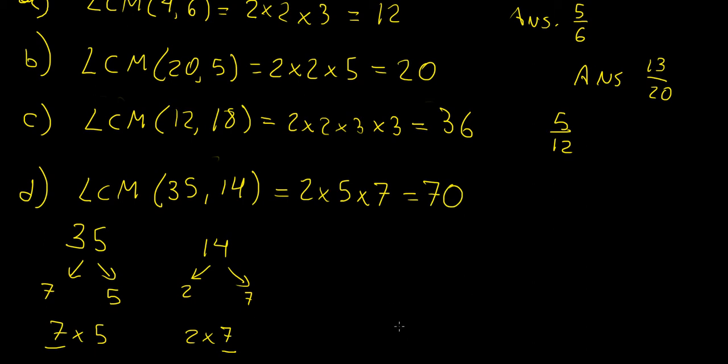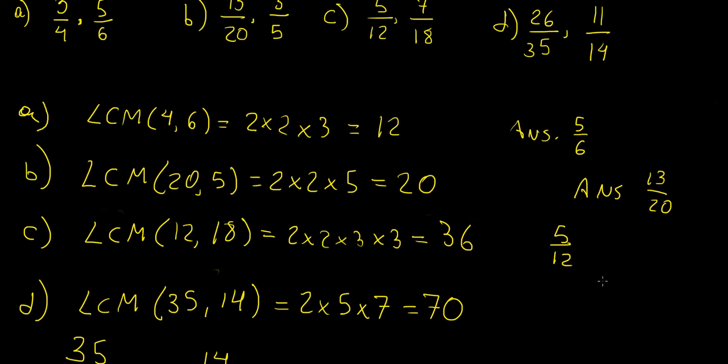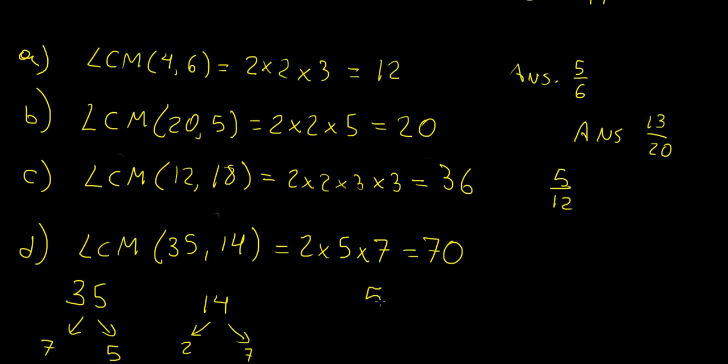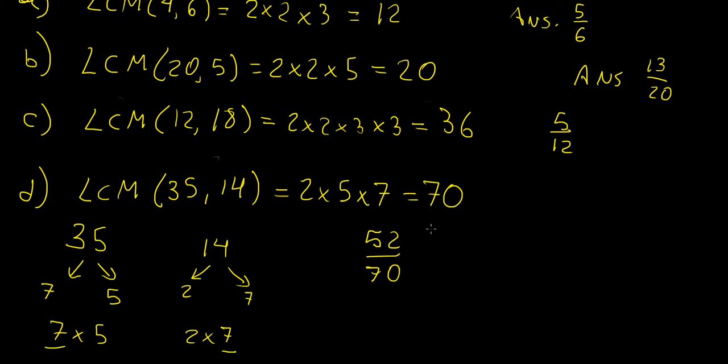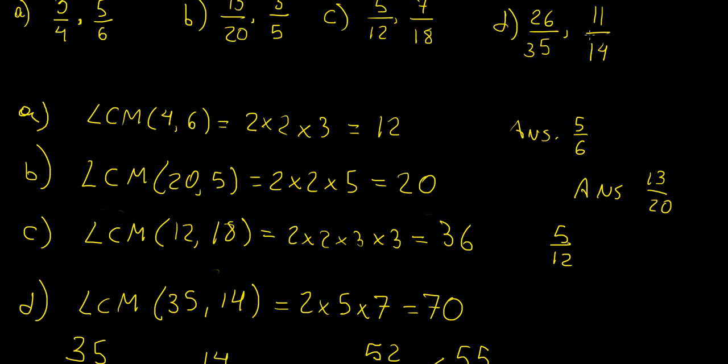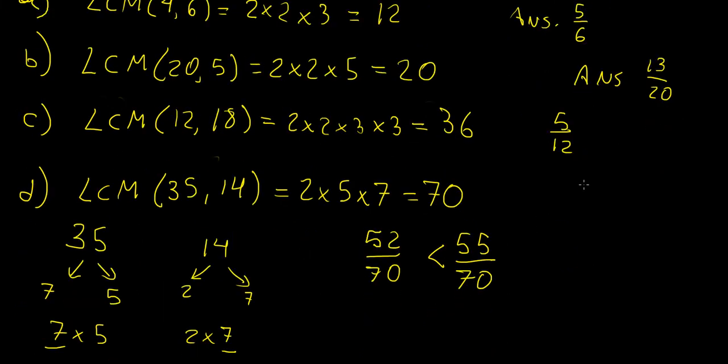So now we look at our two fractions again. How much do we need to multiply this by to make the denominator 70? We multiply by 2, so it's going to become 52 on 70. And then this one, how many times do we need to multiply this by? We'll multiply this by 5, that becomes 70. And then the top is going to be 55. So clearly this one is larger than that one. So in this case, the larger fraction is going to be 11 on 40. Sorry, 11 on 14.